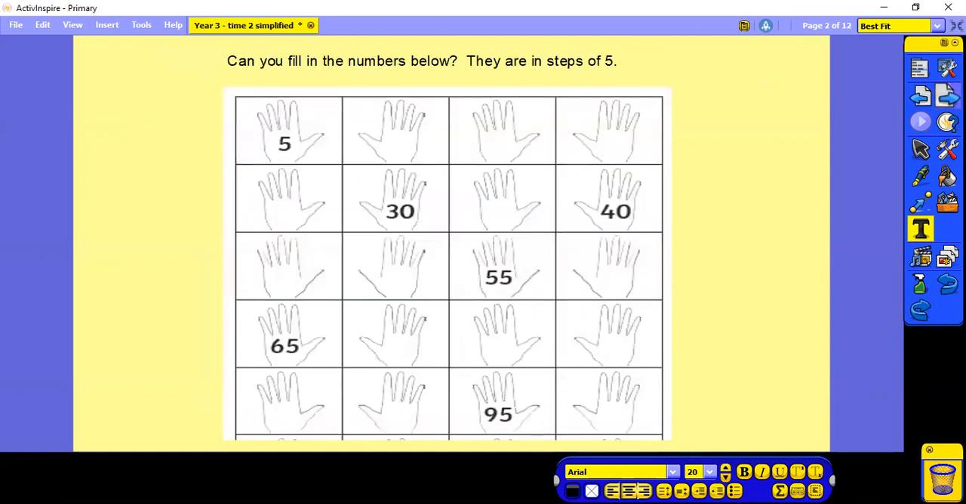So can you fill in the numbers below? They are all in steps of 5. Pause this and have a try. Okay, let's have a go together. 5, 10, 15, 20, 25, 30, 35, 40, 45, 50, 55, 60, 65, 70, 75, 80, 85, 90, 95, 100. Well done.